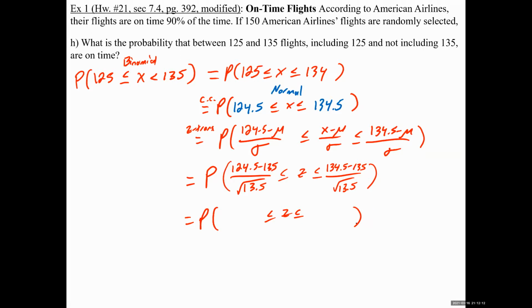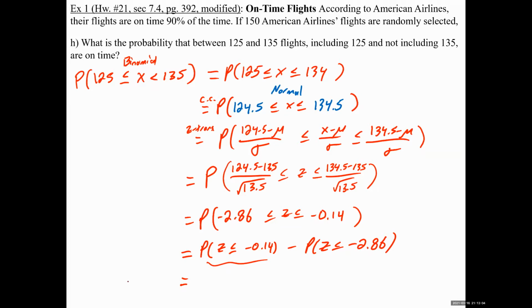Okay, now we'll calculate those numbers. Let's see, 124.5 minus 135 divided by the square root of 13.5. I'm getting negative 2.86 here. Okay, looks good. And then the other one is negative 0.14. Okay, and once again, it's a Z problem now. So when it says between problem, you're going to write probability Z less than or equal to the one on the right, minus probability Z less than or equal to the one on the left. Okay, and then you look them both up in the table because they're less than.